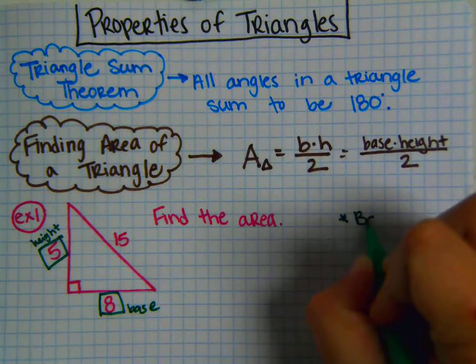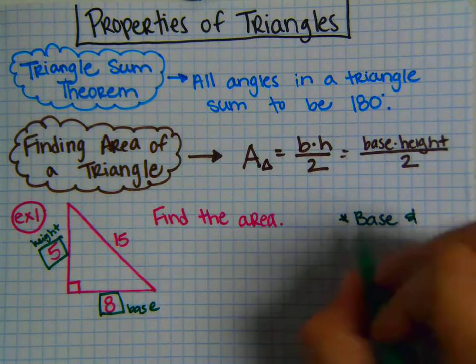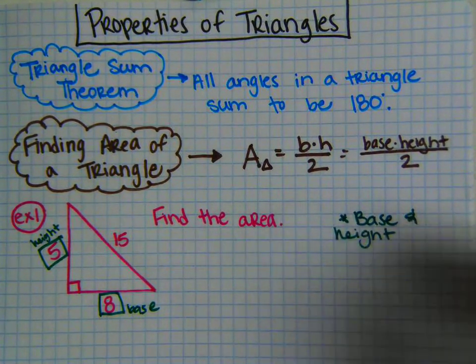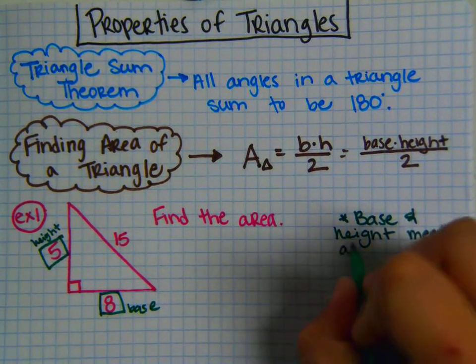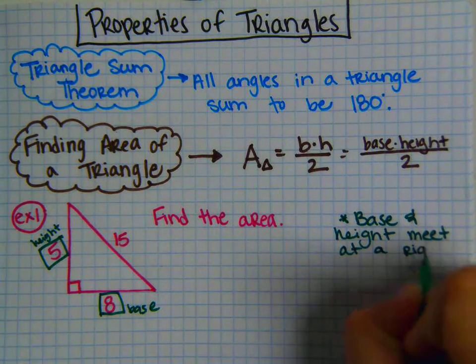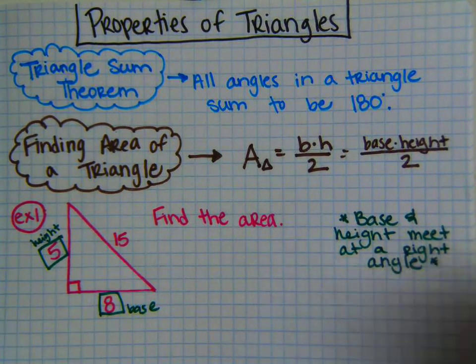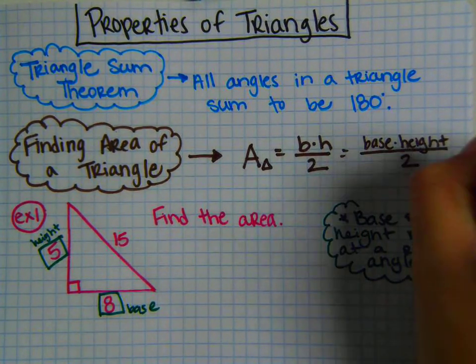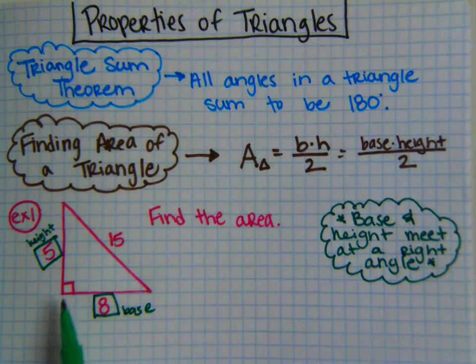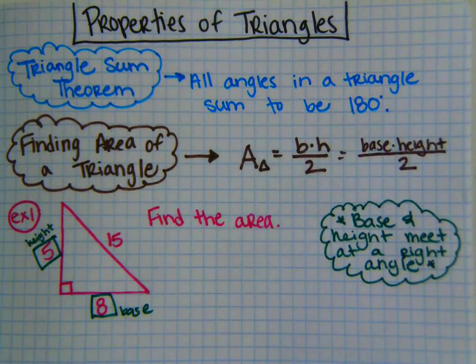The base and the height meet at a right angle. And that's always going to be true for any triangle that we're trying to find the area for. The base and the height have to meet at a right angle. Okay, so in this case we have a right angle, so that means our base and our height are going to be 5 and 8.